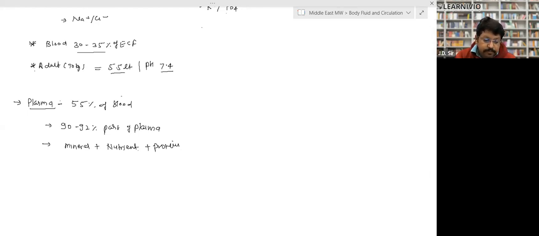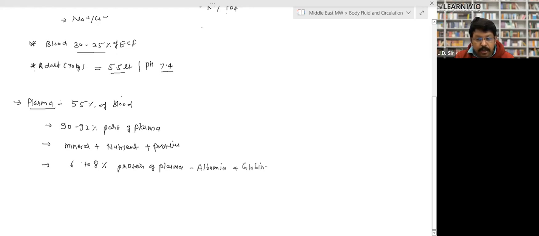Next point. Plasma contains 6 to 8% protein of plasma, which is albumin and globin.